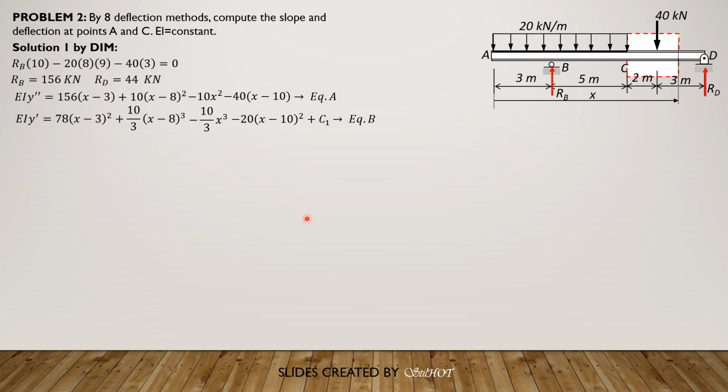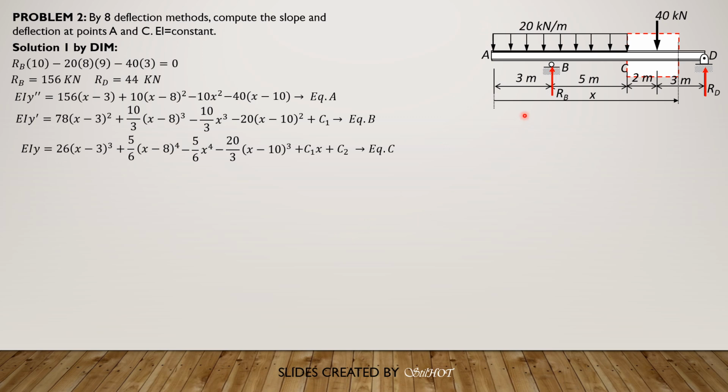Call that equation B. Then integrate again, EI y equals 26 quantity x minus 3 cubed plus 5 over 6 quantity x minus 8 to the fourth minus 5 over 6 x to the fourth minus 20 over 3 quantity x minus 10 cubed plus C sub 1 x plus C sub 2. Call that equation C. There is C sub 2 because A is not a support, so it will deflect.